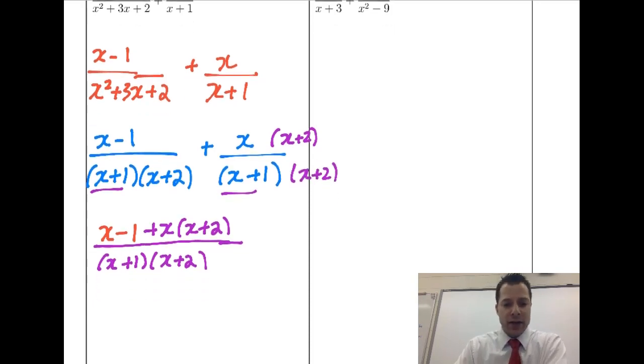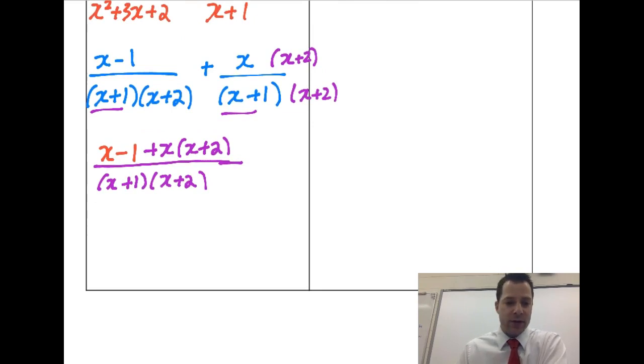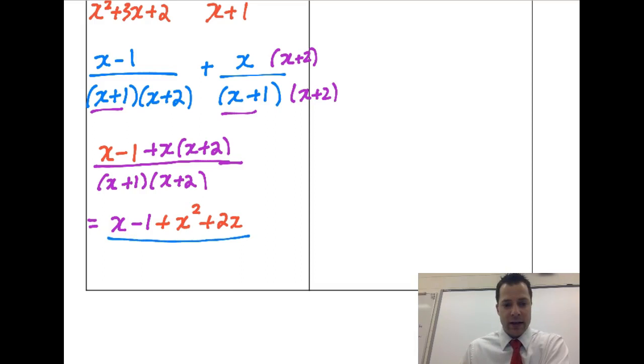Now we're not done. We just have to clean up the numerator. We don't have to do anything with the denominator, so we have x minus 1, and there's our plus sign. x times x is x squared, and x times 2 is 2x. So there's our simplification, and then leave your denominator.